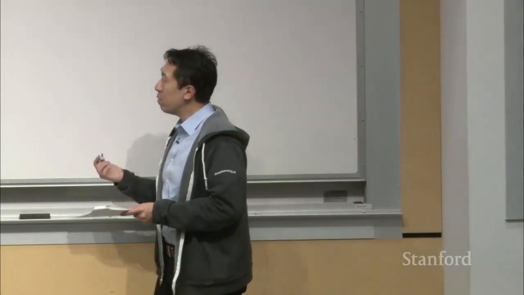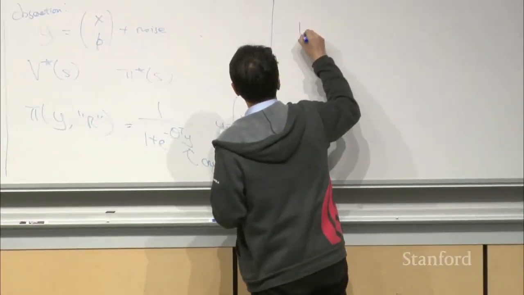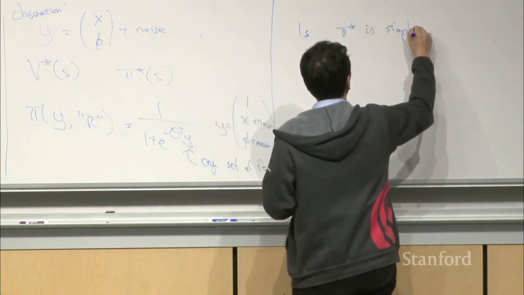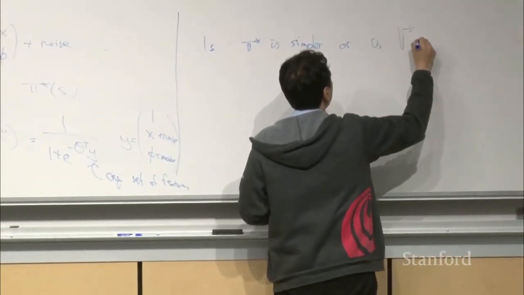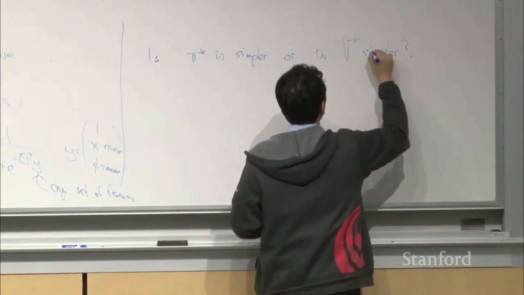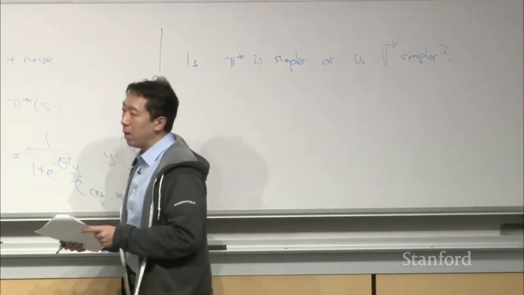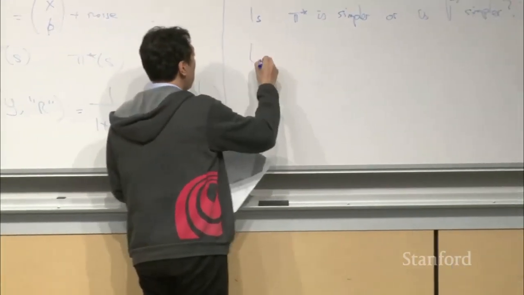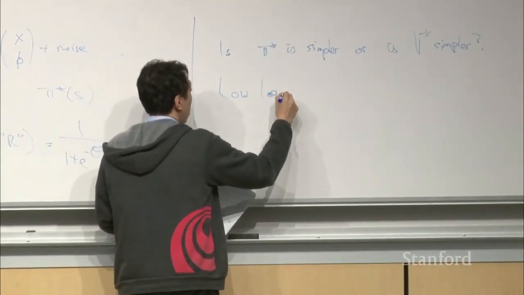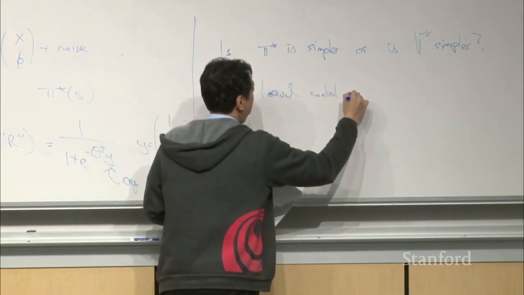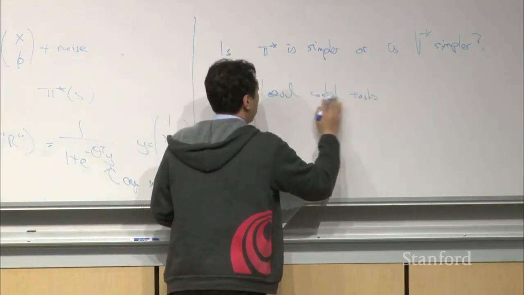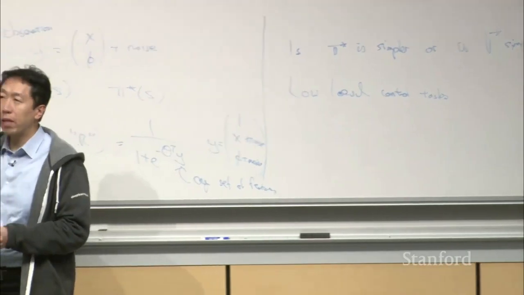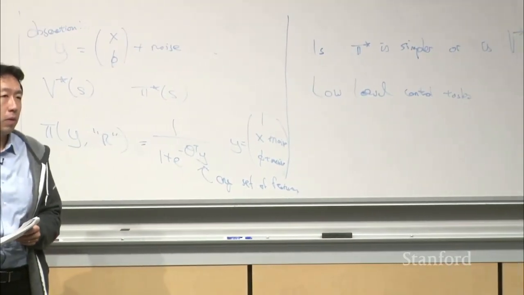But one other reason to use direct policy search is to ask yourself, do you think pi star is simpler, or is V star simpler? And here's what I mean. In robotics, there are sometimes what we call low-level control tasks. One way to think of low-level control tasks is flying a helicopter. Hovering a helicopter is an example of a low-level control task.